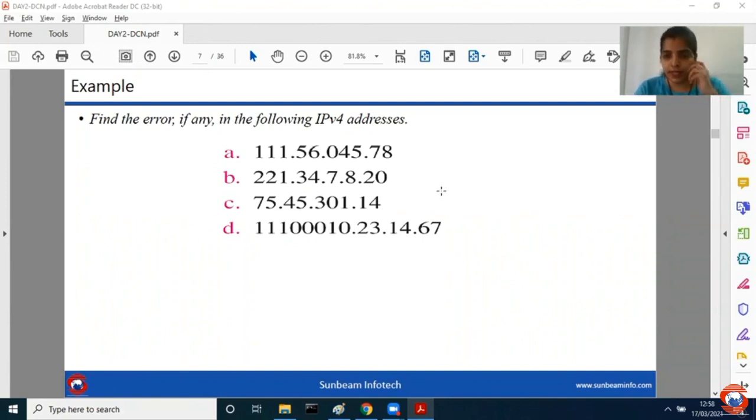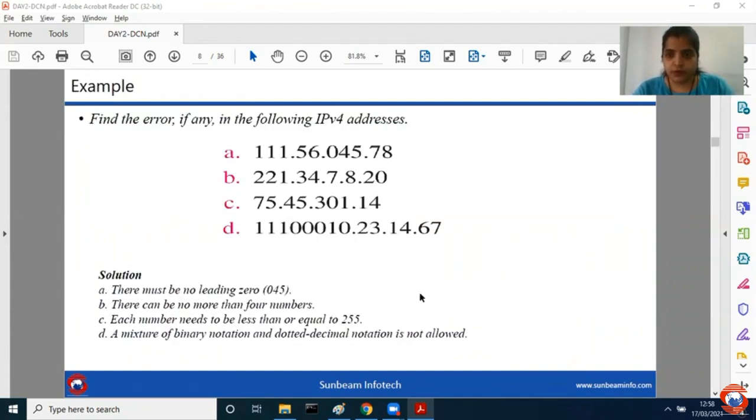This is one type of question that can be asked. Now, I've included the answers too. A is invalid because the leading 0 is not allowed. You can write 45, not 045.